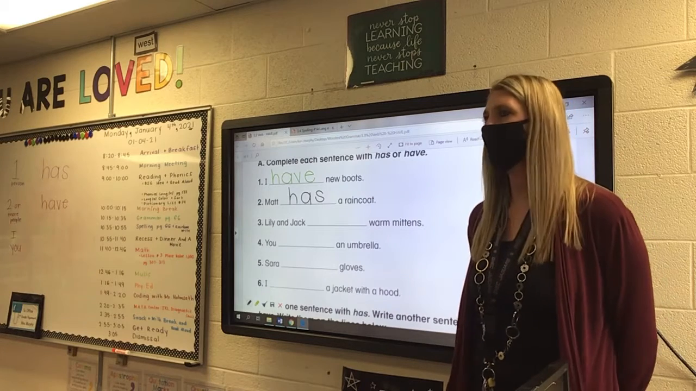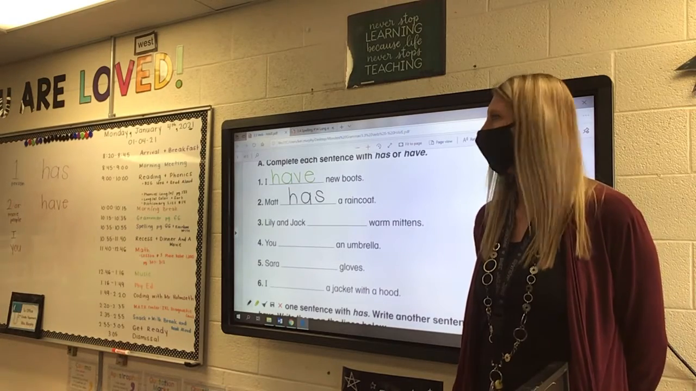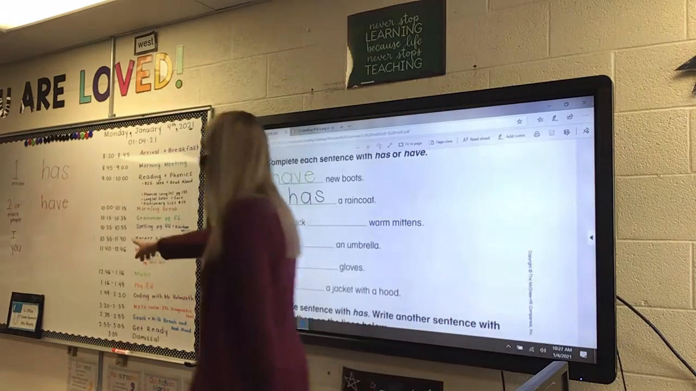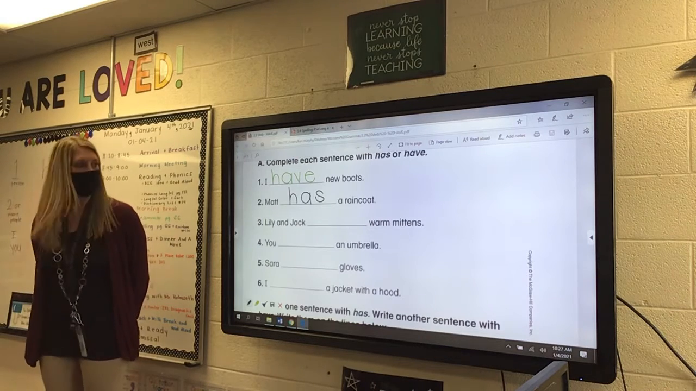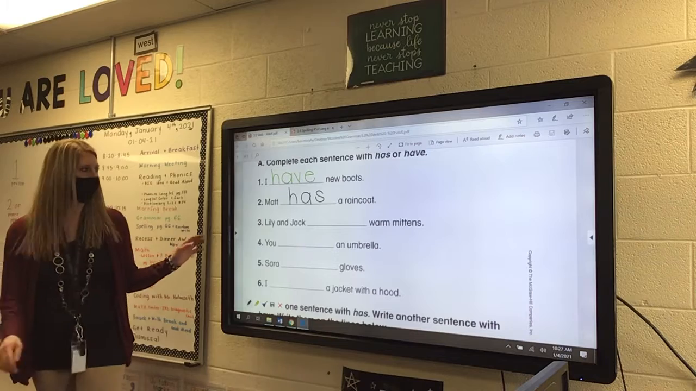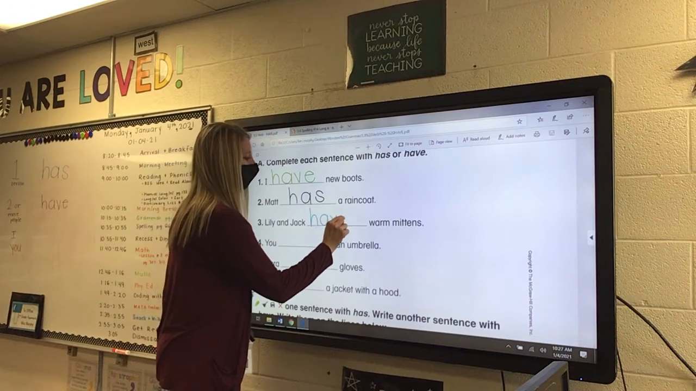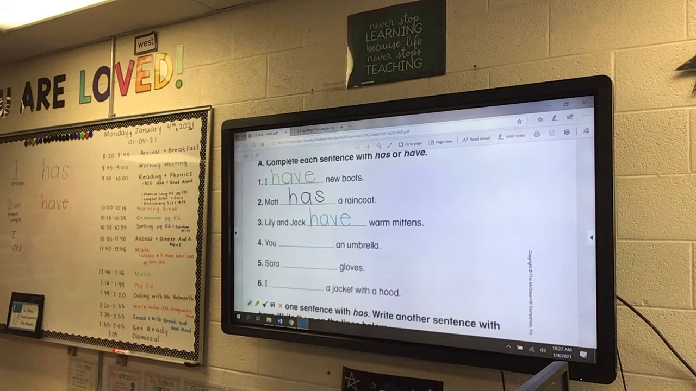Raylan, would you read number 3? Lily and Jack blank worn mittens. Okay, what would you pick, Raylan? There's two people, Lily and Jack. Have. Does it make sense? Lily and Jack have worn mittens. It makes sense. Good job. You need to be ready with us, okay? This is one person. Hang on, and then Mrs. Murphy will share on the board, okay?